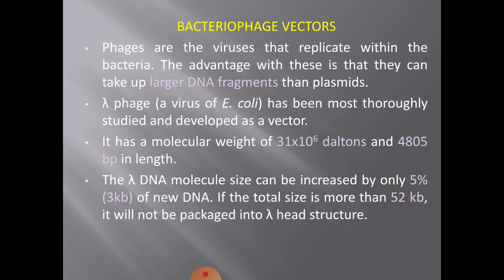Now you have to learn about biology of lambda-phage vector as homework. Okay. So 48 plus 3, 51 or 52 kb. Conveniently, it can be packaged into lambda head structure. So if you are not removing any genomic part of lambda-phage, there is scope to add only 5% of extra DNA, that comes to 3 kb of new DNA.